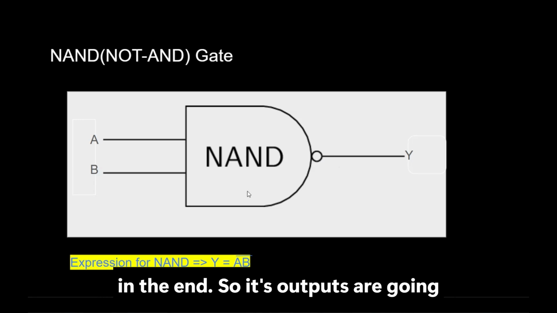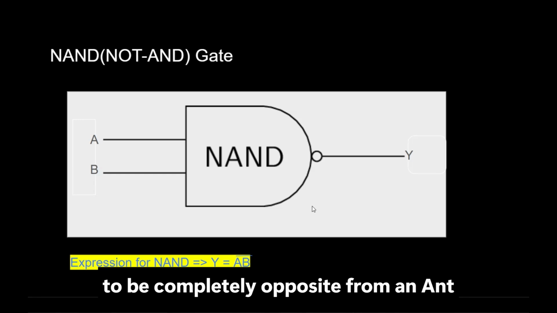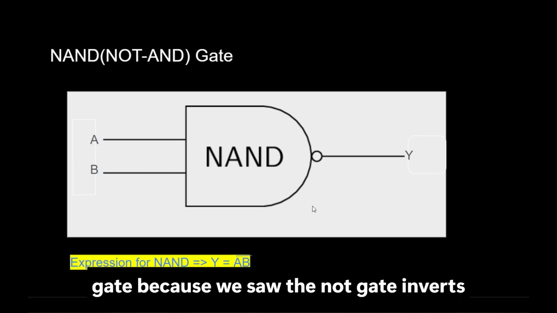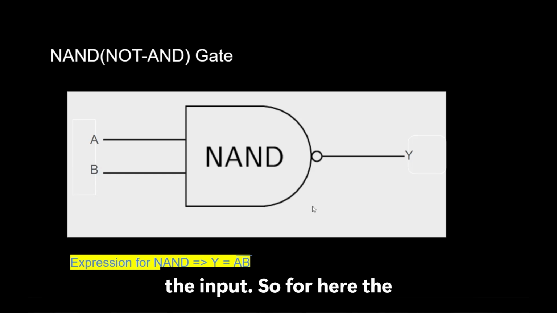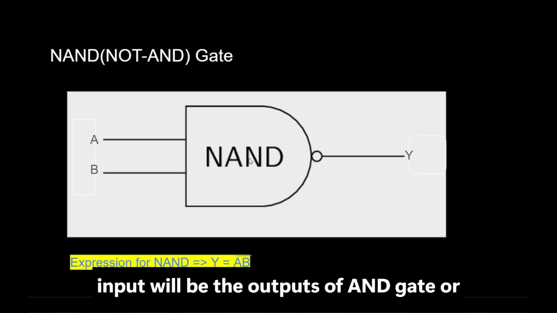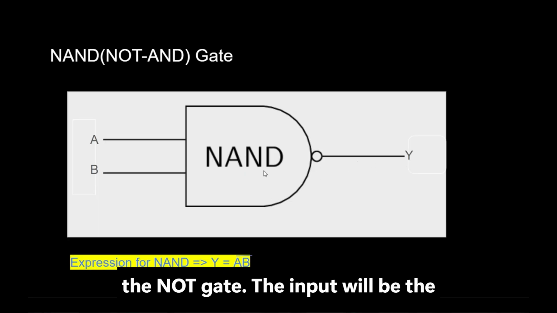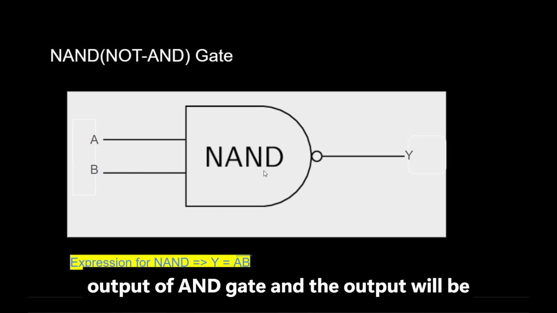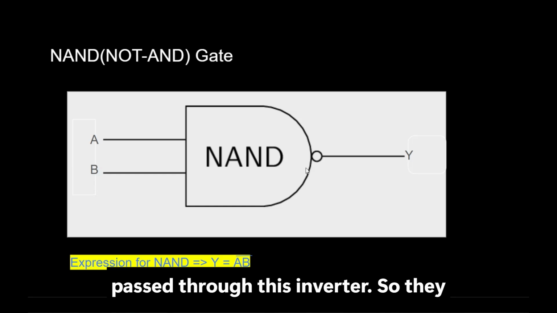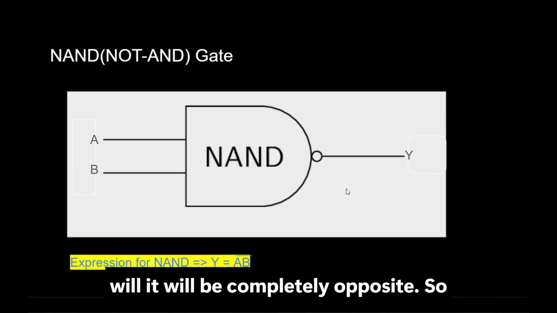So its outputs are going to be completely opposite from an AND gate, because we saw the NOT gate inverts the input. So here, the input for the NOT gate will be the output of AND gate, and the output will be passed through this inverter, so it will be completely opposite.